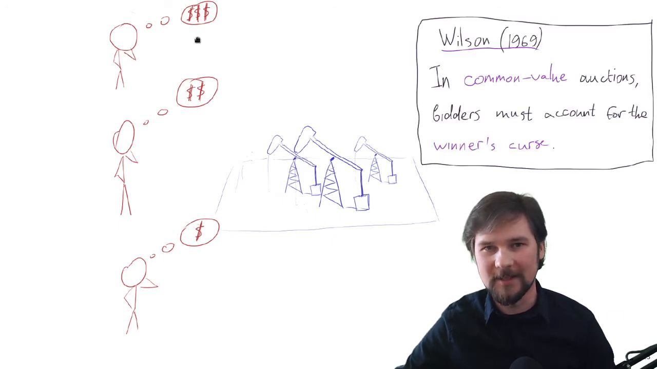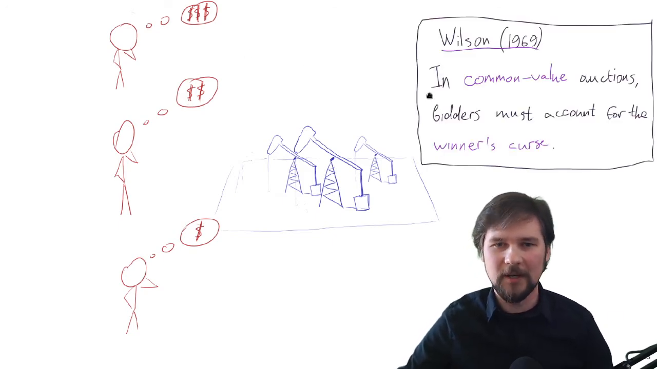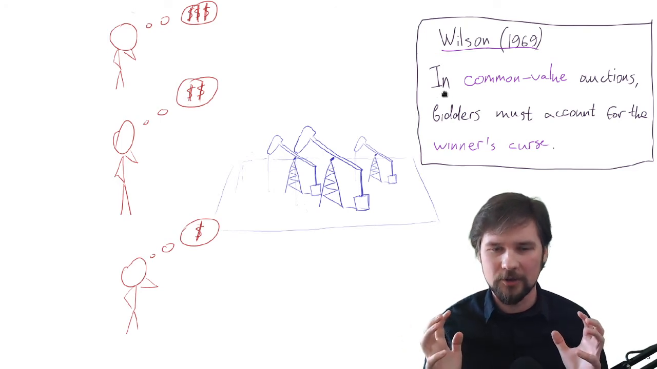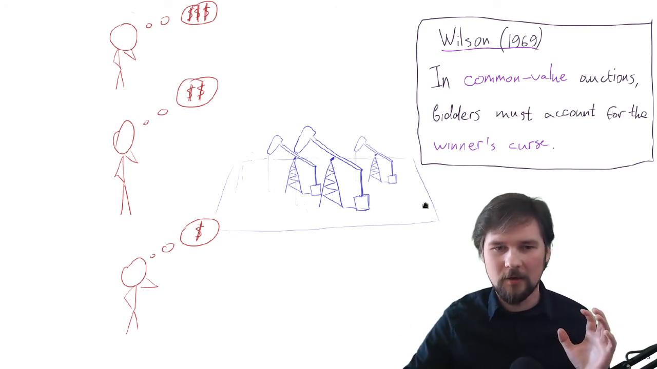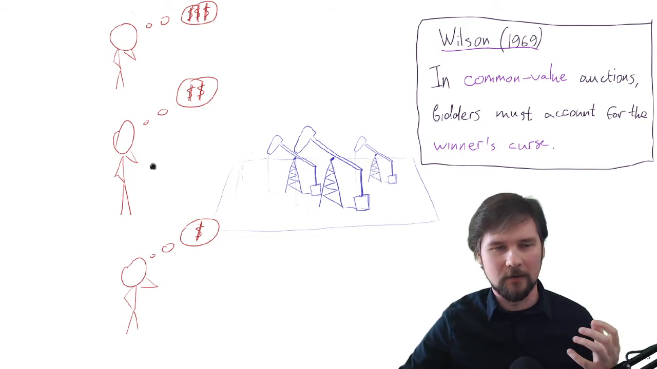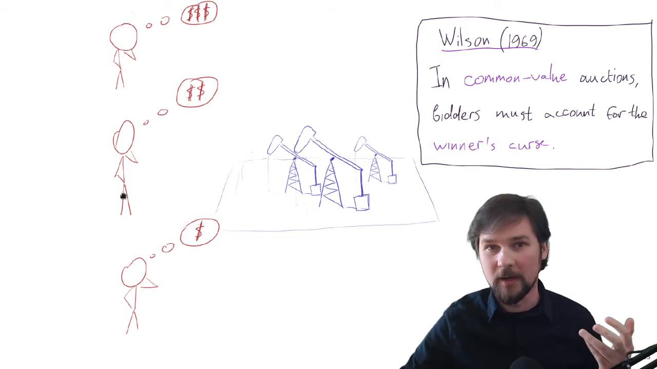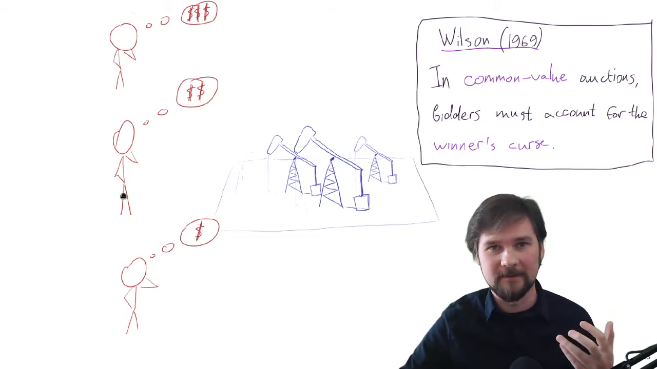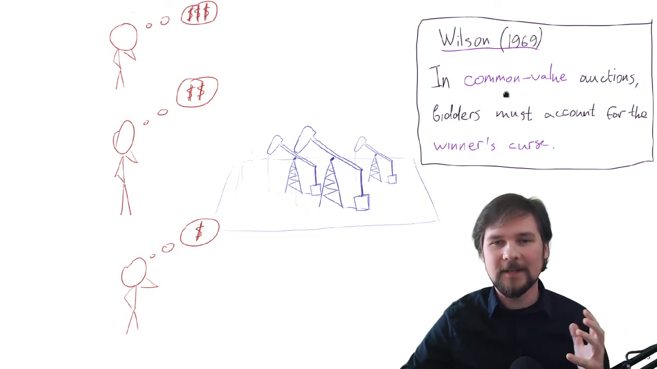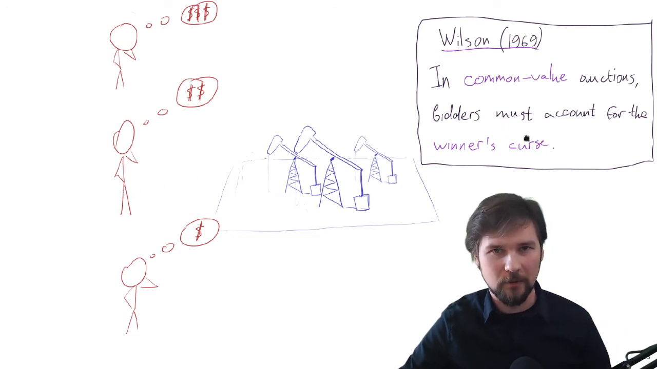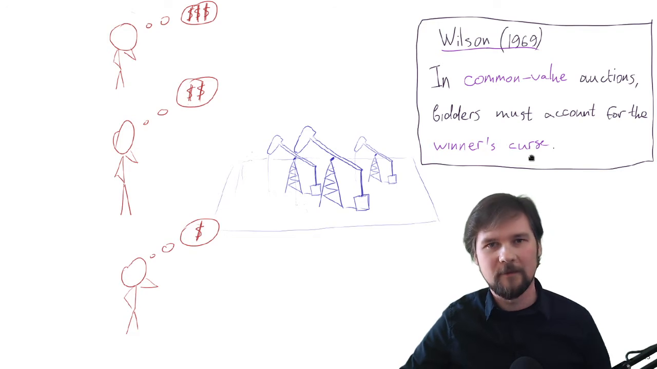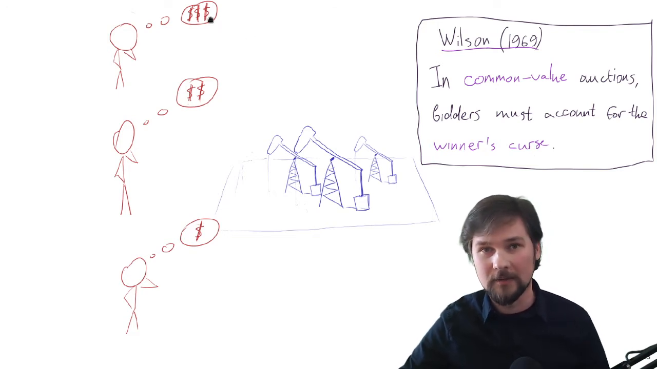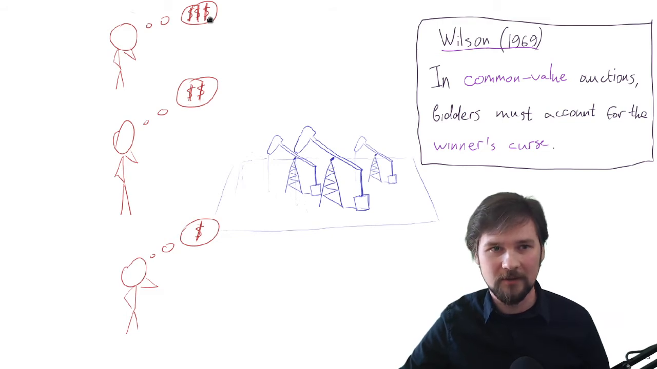And so Bob Wilson's contribution is exactly that. It's realizing that in these common value auctions, where the item being auctioned has the same value for all participants, but nobody is quite sure what this value is, in such auctions, bidders must account for the winner's curse, for the fact that you are more likely to win the auction when you overestimate the value of the item being auctioned, as compared to the case when you underestimate it.